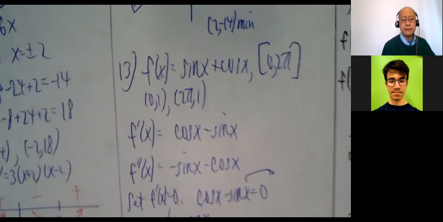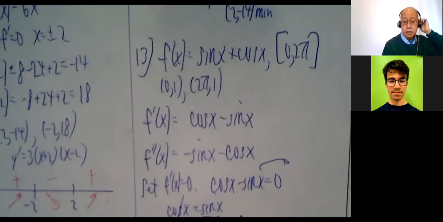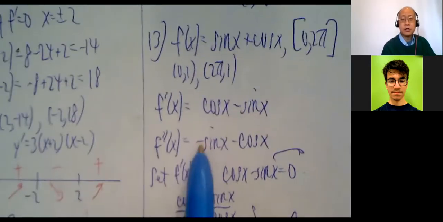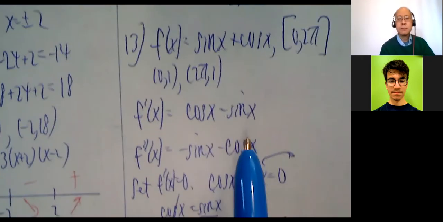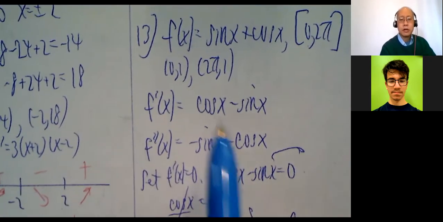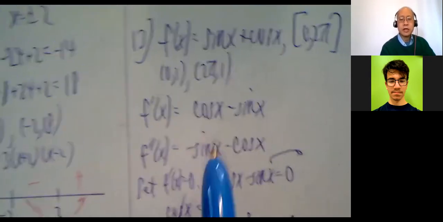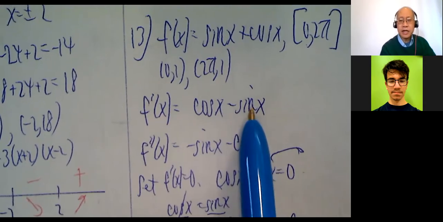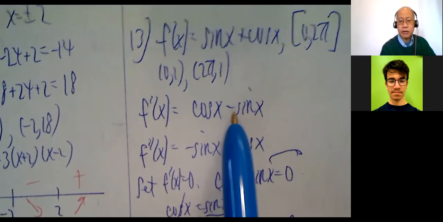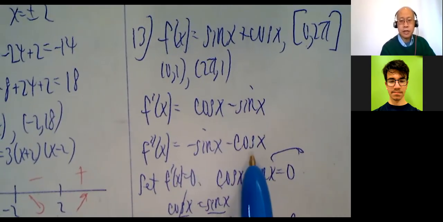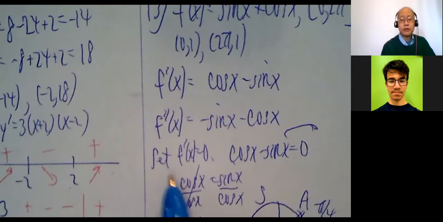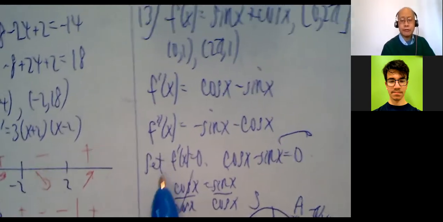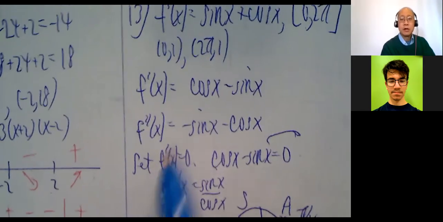Take two derivatives. The derivative of sine x is cosine x, derivative of cosine x is negative sine x. Second derivative: the derivative of cosine x is negative sine x, and the derivative of negative sine x, remember negative means like -1, so the derivative is negative cosine x. Set the first derivative equal to 0, set the second derivative equal to 0. They all pretty much work the same.